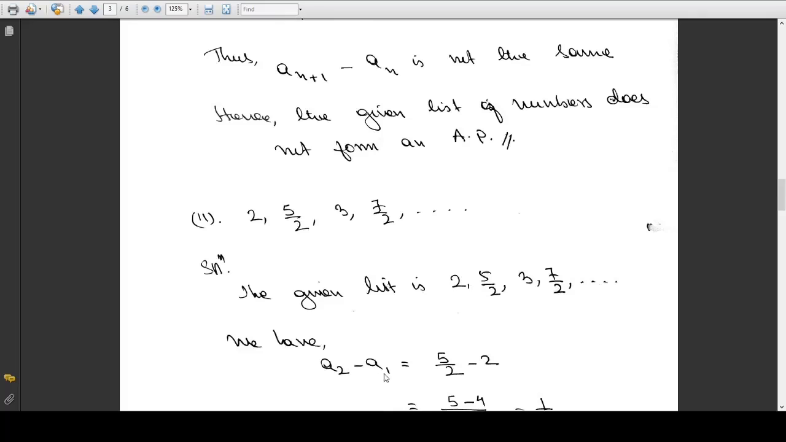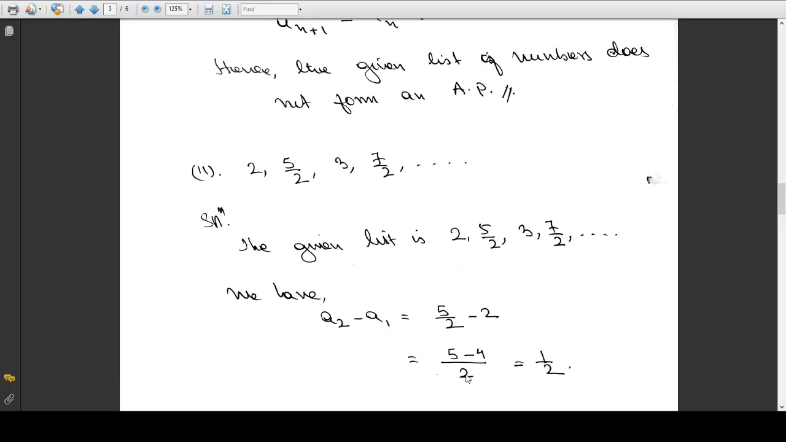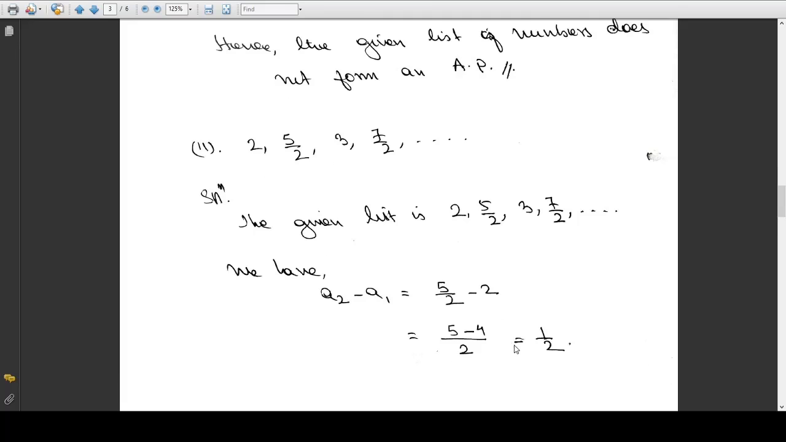We have A2 minus A1, the second minus the first term, 5 by 2 minus 2. Now take the LCM of 2 and 1; the denominator is 2. 2 divided by 2 is 1, 1 multiplied by 5 is 5. And then here 2 divided by 1 is 2, 2 multiplied by 2 is 4. 5 minus 4 is how much? 1 by 2. This means you are getting half.